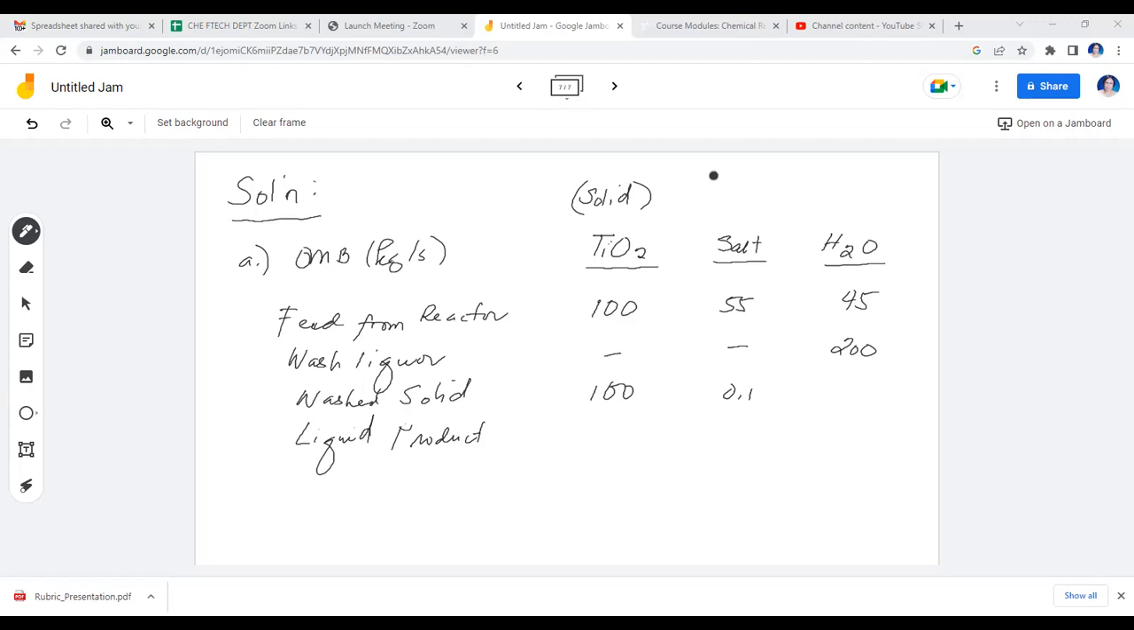What about the water? What's the water content? None, Miss. Correct, Jeanette. 50. There is 50 water leaving with the washed solid. Now, Jeanette, what's your basis in placing 50 here? You can write on the chat box.